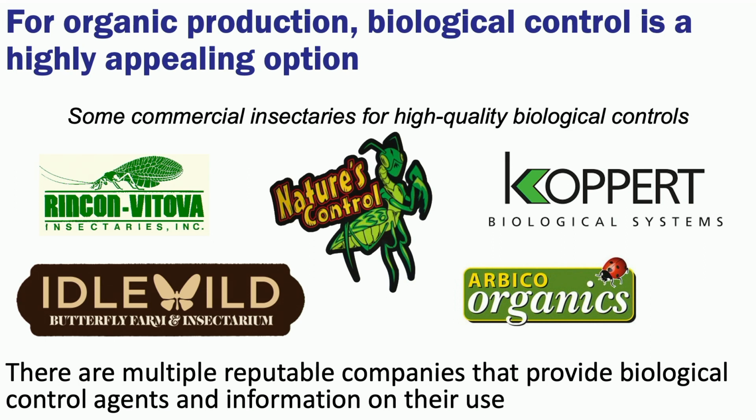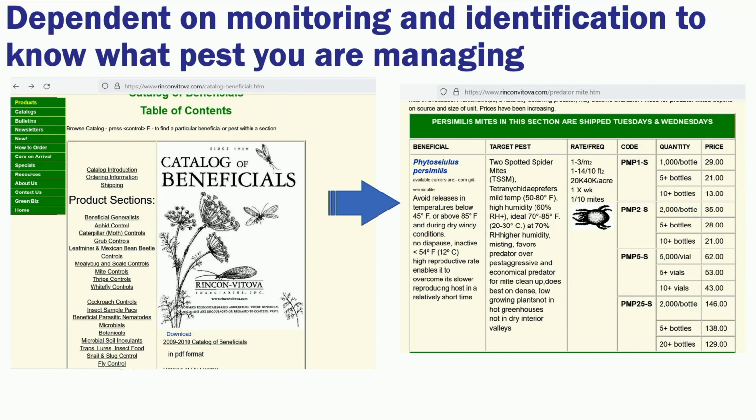Then we have Idlewild. This is actually a Kentucky organization. They have an insectarium where people can come and visit bugs, but they also sell biocontrol agents early in the growing season that you can purchase. They do have people usually that are helpful in terms of helping you figure out what you're dealing with and then what you need to buy in order to control them. Some of them are a little more robust than others.